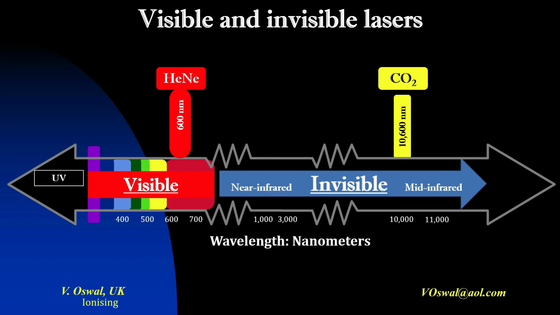We have various lasers that emit both visible and invisible light. Visible lasers are less harmful as we can see and avoid them. Invisible lasers, however, pose more danger because we cannot see or protect ourselves from them.